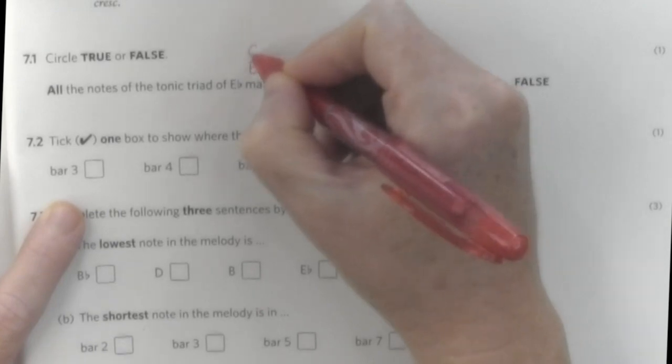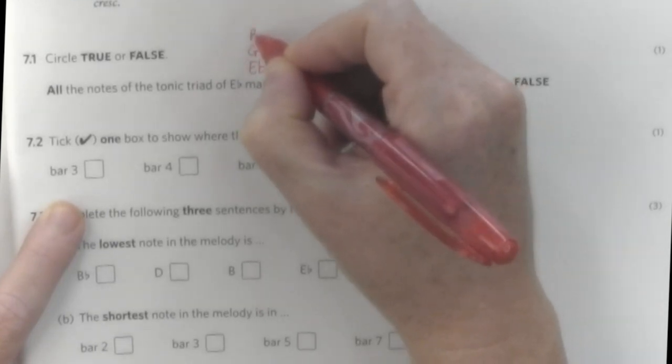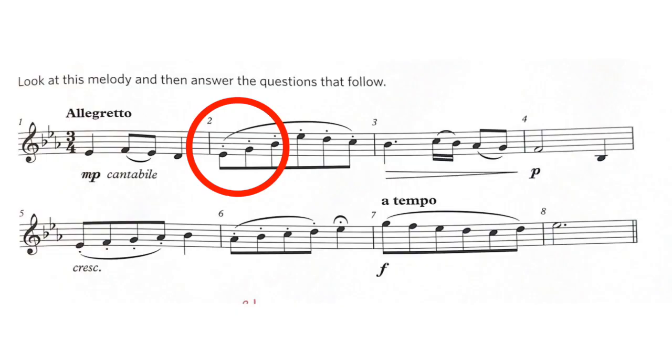We have mi, fa, sol, la, si, flat, because it has 3 flats. We do have all the notes there. Yeah. So I think this is true.